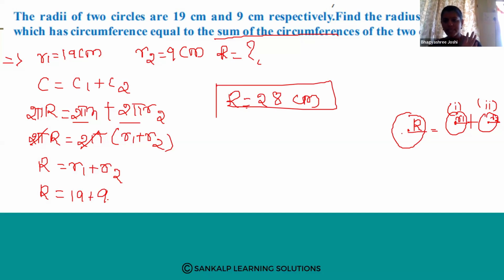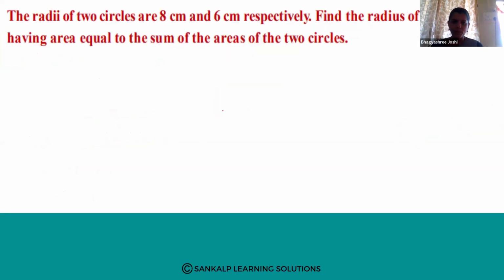Here, circumference they have given. In the previous problem, area they have given. According to that, we have to take the formula. Next problem. The radii of two circles are 8 centimeter and 6 centimeter respectively. Find the radius of the circle having area equal to the sum of the areas of two circles. Here also area they have given.